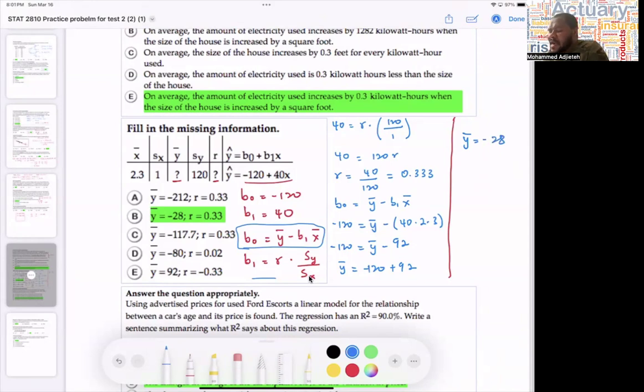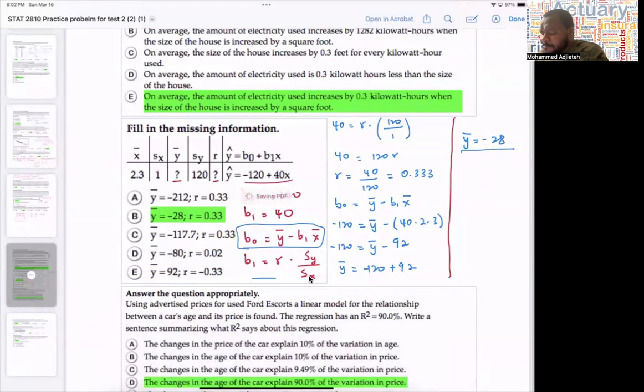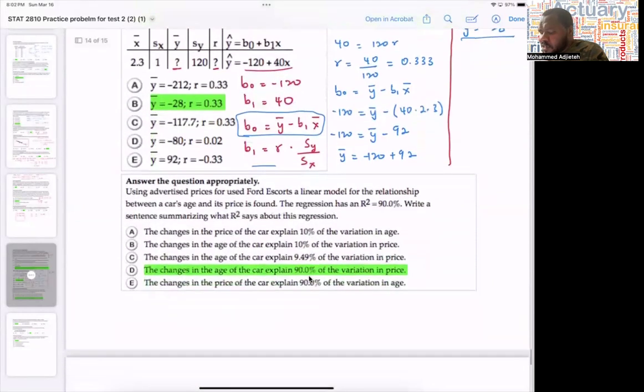So we can see our y bar is negative 28, and then r is 0.3333. To save time, you can see that the y bars are different. So you can decide to do y bar first. If you get y bar to be negative 28, the answer is B, because the y bars here are very different. Let's go to the next one.